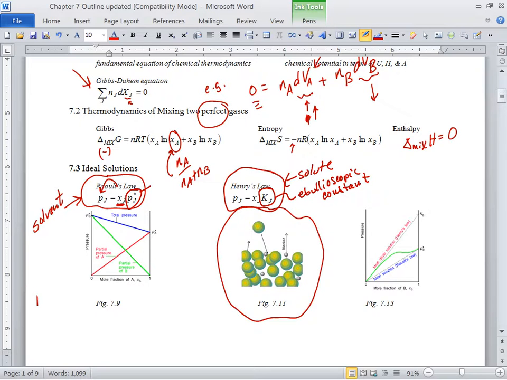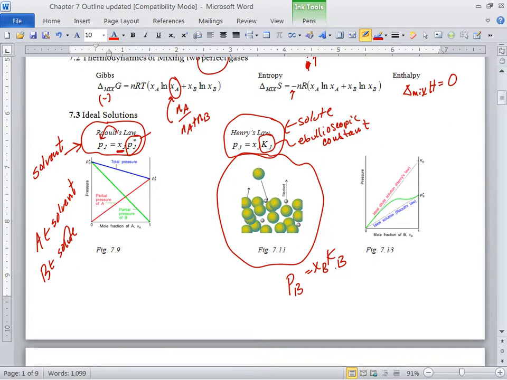So if we stick to, I don't know, the book seems to do this. They're sticking pretty good to A being solvent and B being solute. So if that's the case, you could pretty much rewrite this expression as PB equals XB KB. The book seems to be pretty good about that, but it doesn't have to be that way. So if PB is the vapor pressure of the solute, XB is the mole fraction of the solute, KB is the ebullioscopic constant.